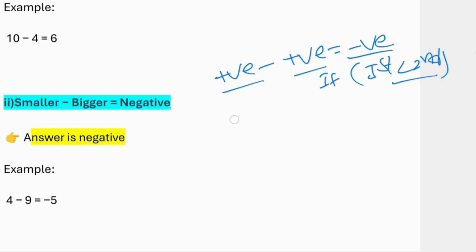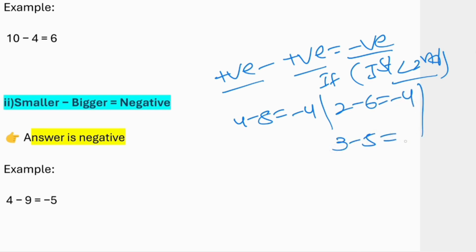For example, 4 minus 8 is equal to minus 4, 2 minus 6 is equal to minus 4, and 3 minus 5 is equal to minus 2. In all these cases, we get a negative value because the first number is less than the second number.